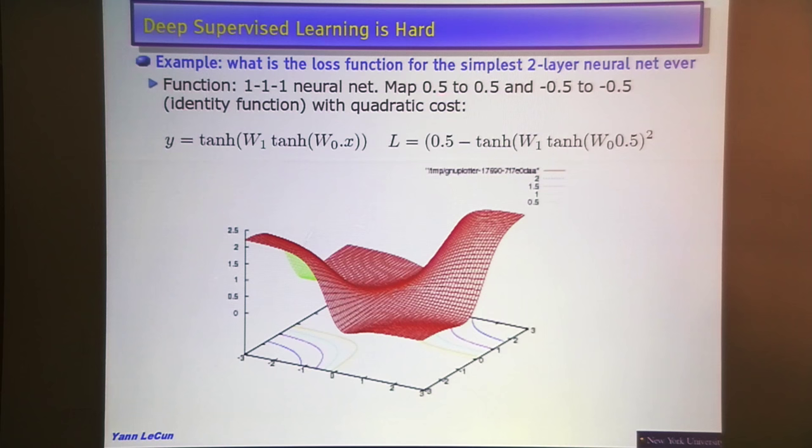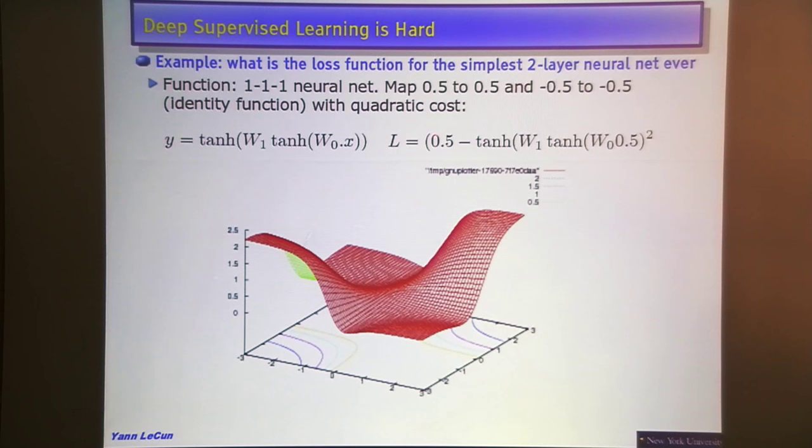So it has to map 0.5 to 0.5 and minus 0.5 to minus 0.5. It's a normal neural net where you have a single weight, a hyperbolic tangent function, then another weight, a hyperbolic tangent function, and then the cost function subtracts the output of the network from the output you want and squares it, and that's the function you want to minimize. So that's the desired output, and that's the input you feed, which is also the desired output.